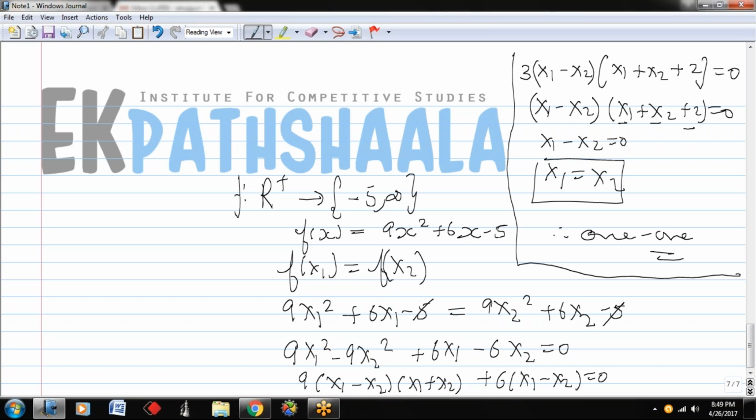See over here, x1 minus x2 into x1 plus x2 plus 2 equals 0. Now my point is that this cannot be 0. The reason is that x is positive and 2 is positive. Positive numbers added up cannot give me negative, cannot give me 0. So the only way for this to be 0 is x1 minus x2 equals 0. If x1 minus x2 equals 0, therefore x1 equals x2, which is the condition for a one-one function. Please note it down.